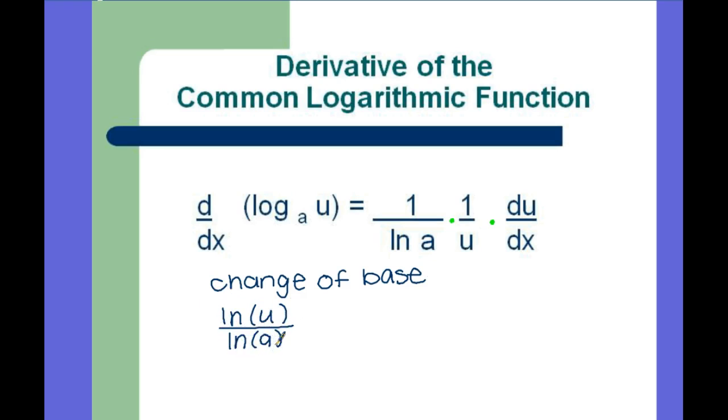What is the natural log of a? What does a represent? Is it a number or a function? It's a number. So this is kind of like saying 1 over the natural log of a, which is kind of like 1/2 or 1/3, it's a number, right? Times the natural log of u. The derivative of the natural log of u is 1 over u du/dx. So if you forget the derivative of a log, you can use change of base, if you do it correctly, and get the derivative using change of base.